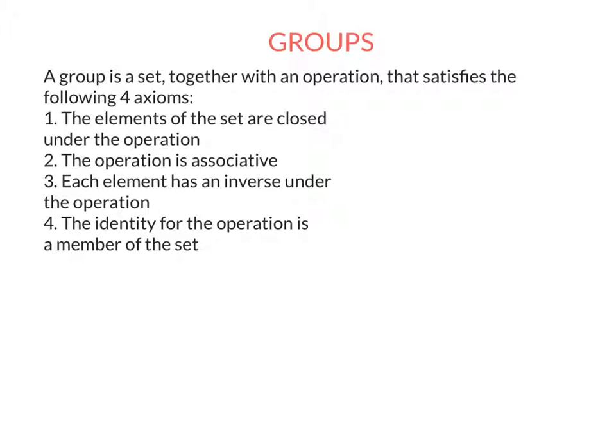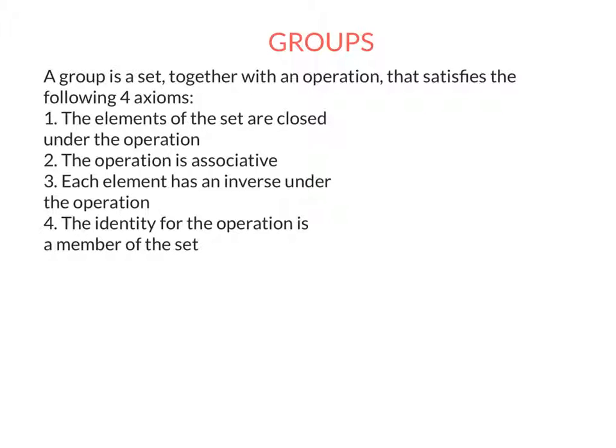So under that operation, the set has to be closed. That's the first axiom. It has to be associative. That's the second. Third, each element has to have an inverse under the operation. And fourth, the identity needs to be a member of the group. So I'm going to explain what each of these axioms actually means.